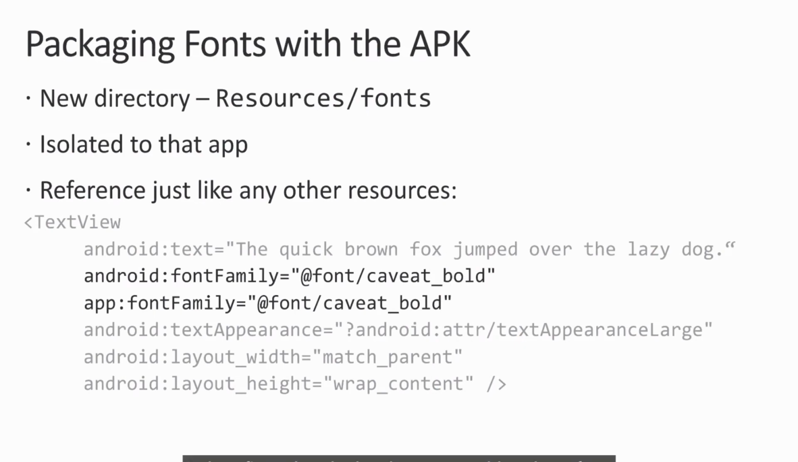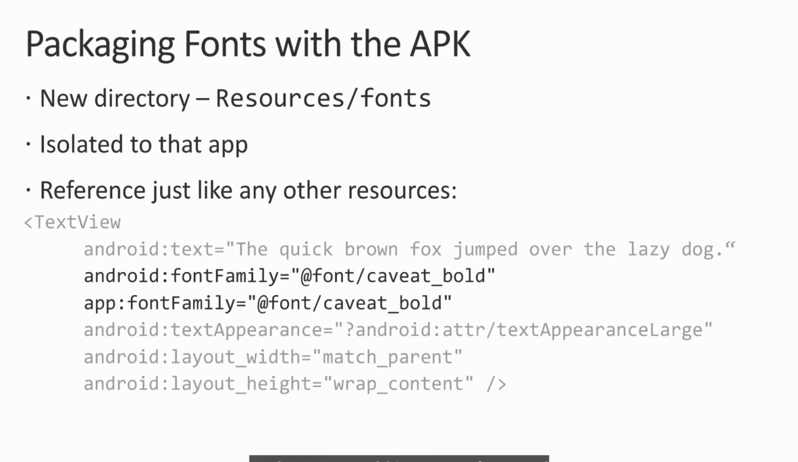Let's first take a look at how we would package fonts within the APK itself, because downloading fonts builds on this. The first thing you do is create a new directory in your application, resources/fonts. Because these are resources, the fonts that you add to the application will be local to that application. You would just go ahead and add the necessary font files into that folder. At that point, you can reference them in a text view by setting the fontFamily attribute, or on an edit view, or that kind of thing.